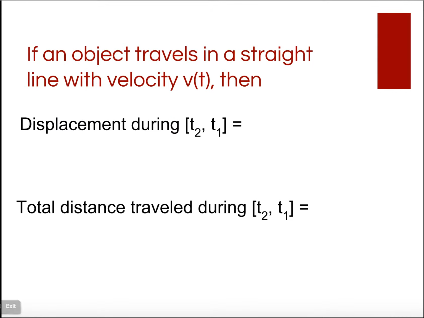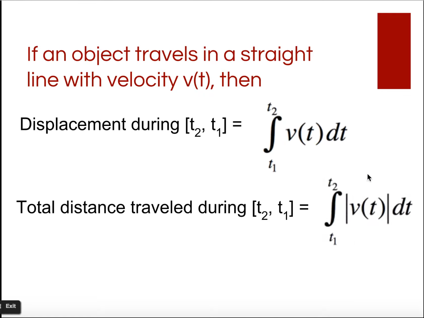And so the difference between displacement during those times and total distance traveled is that your displacement is just the integral, everything that we've been working with, from time 1 to time 2 of your velocity equation. But for your total distance traveled, you have to take into account that if an object turns around, you have to count that as distance traveled. But when it comes to displacement, we subtract it. And so the difference in the formula for total distance is that we're going to take the absolute value of velocity.